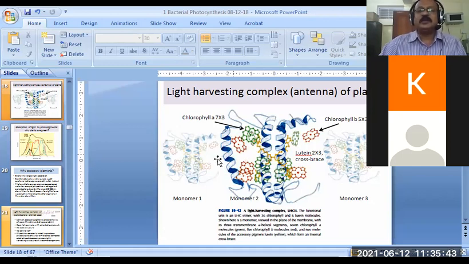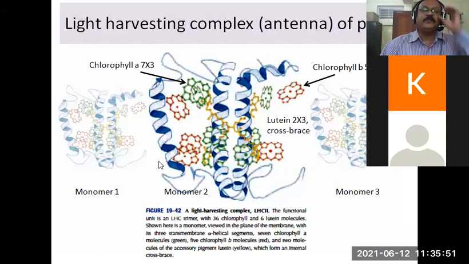So, can you see the structure of the light harvesting complex? Shall I increase the size of this? Okay, can you see it now? Is it clear?